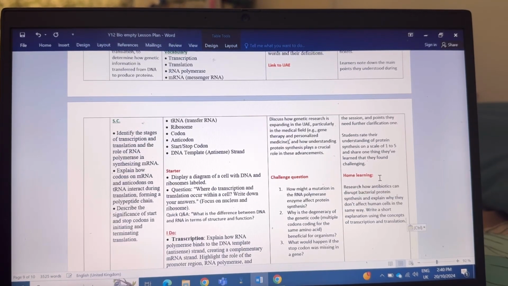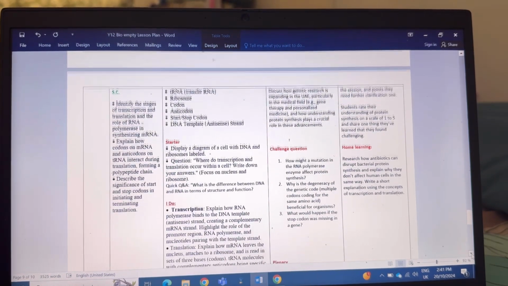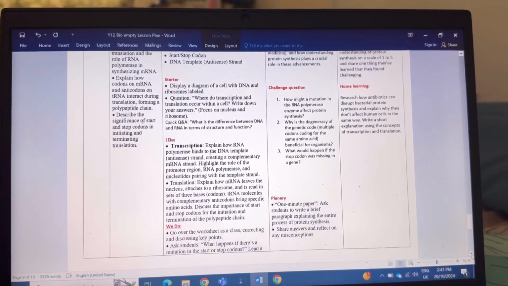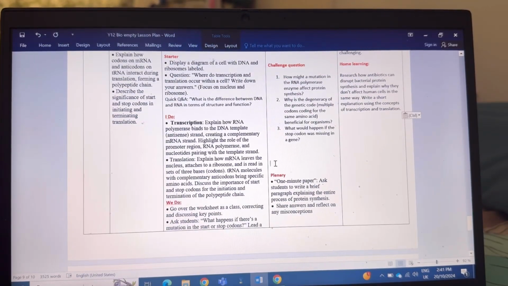Okay, sorry, control V. Done. Research how antibiotics can disrupt bacterial protein synthesis. Okay, it's the best one. Yeah, I'm done with my lesson plan. That's it. That simple it is, right? My whole one lesson plan is done.